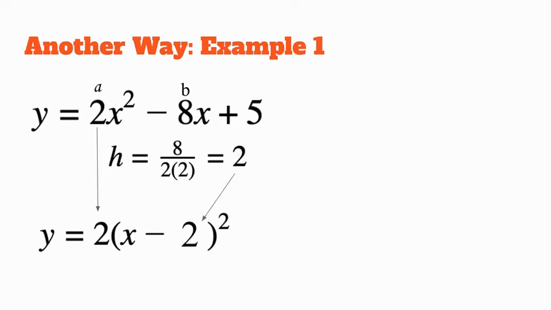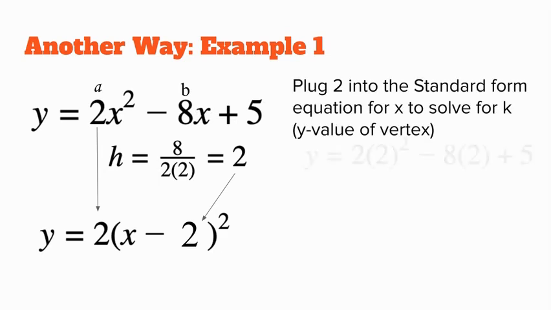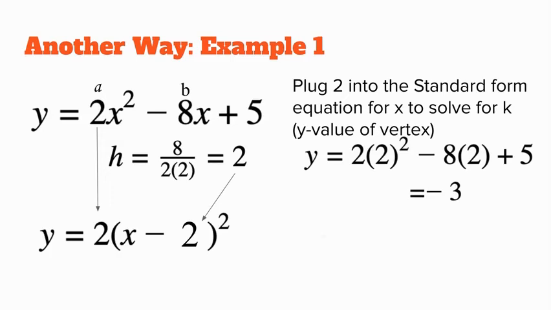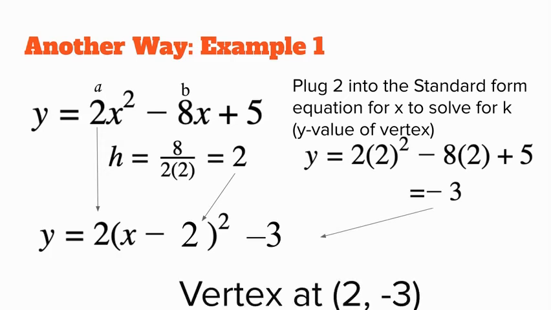And then I need to plug that 2 into the standard form equation for x to get my k value. So 2 times 2 squared minus 8 times 2 plus 5, and I get -3. So my vertex is at 2, -3.